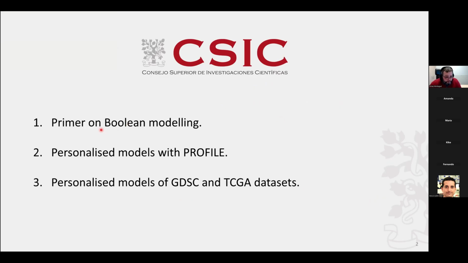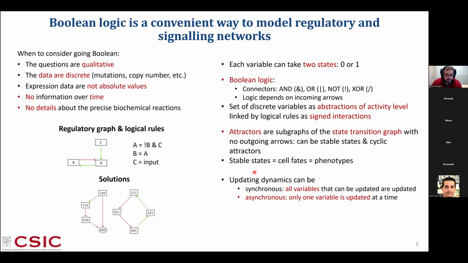So I plan to divide this presentation in three blocks. One would be a short primer on Boolean modeling, so that we all know what we're talking about when we talk about Boolean modeling. Then how we can personalize models using this PROFILE tool on top of these Boolean models. And then some examples of personalized models in different databases with publicly available data.